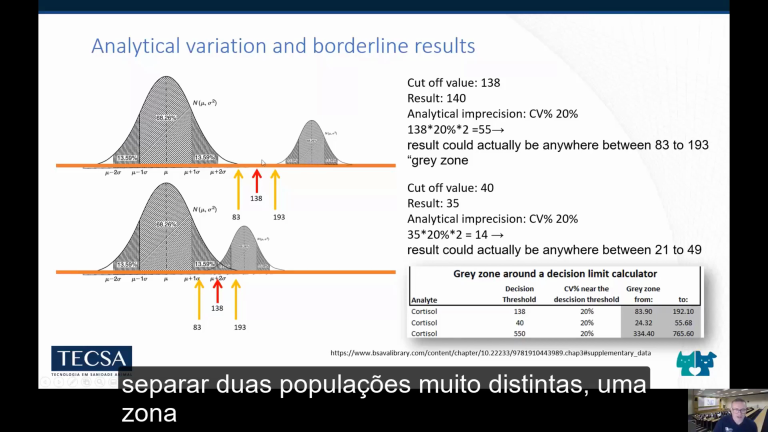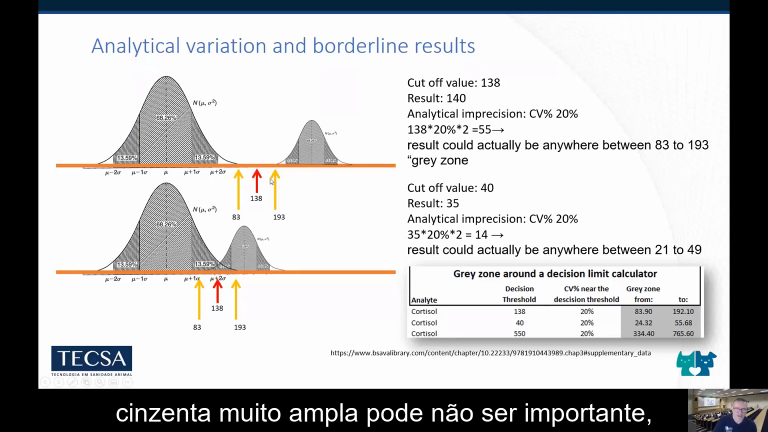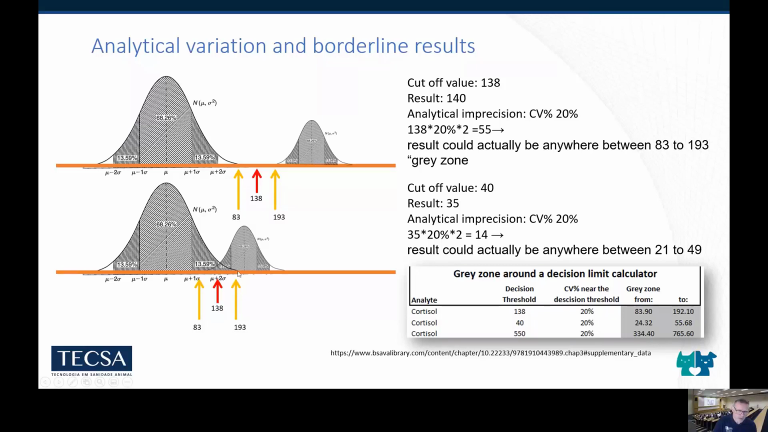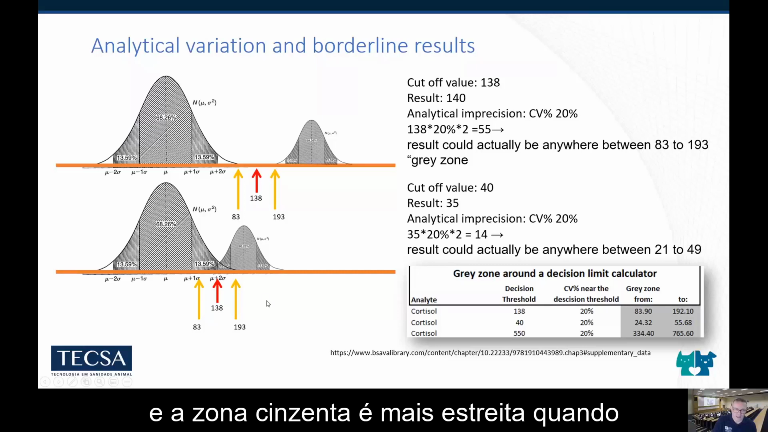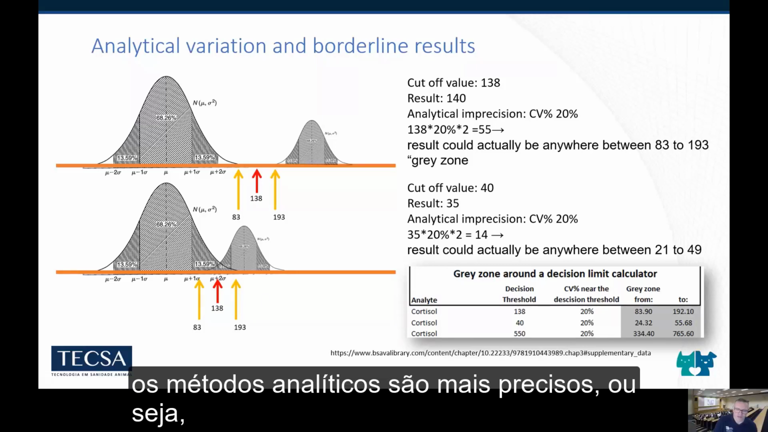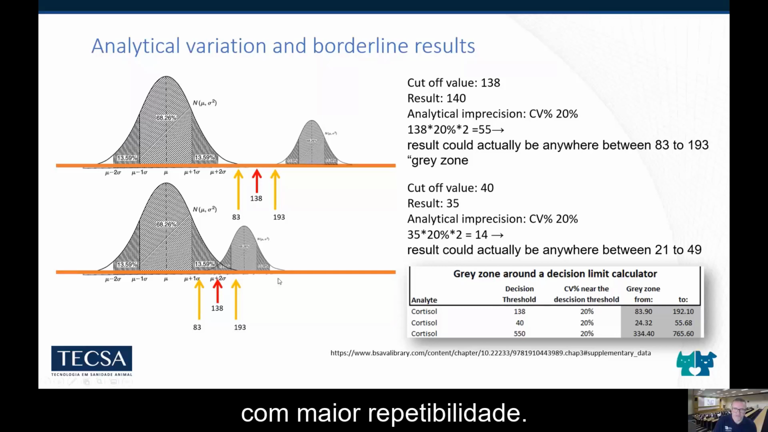If we're trying to separate two very distinctive populations, then having a wide grey zone might not matter. But for most of the things we use cortisol to separate, we've got a bit of an overlap. And so there, having a much narrower grey zone would be better. And we get a narrower grey zone by having analytical methodologies that are more precise, that is more repeatable.